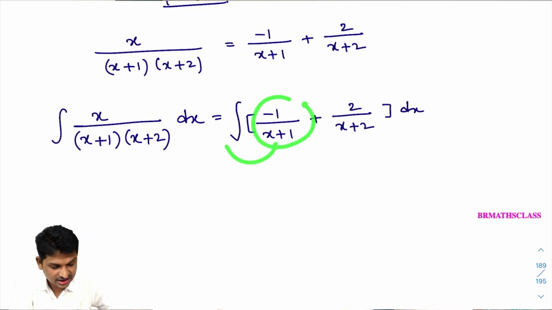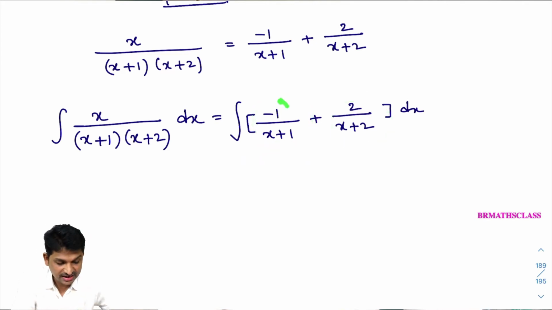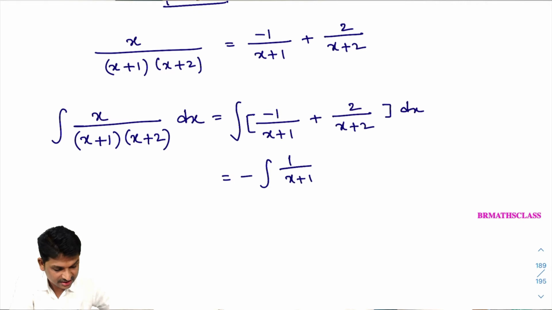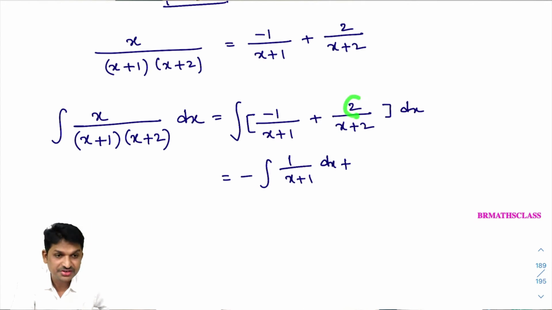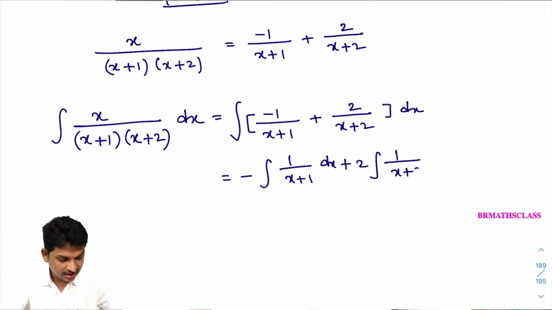How to integrate this? I'll integrate each and every term. While integrating this, you observe in the numerator minus 1 is there. Minus 1 is a constant, you write it outside the integral. Minus integral of 1 divided by x plus 1 into dx, plus, while integrating this one, in the numerator 2 is there. 2 is a constant. Take it outside: 2 times the integral of 1 divided by x plus 2 into dx. I hope you are understanding, right?